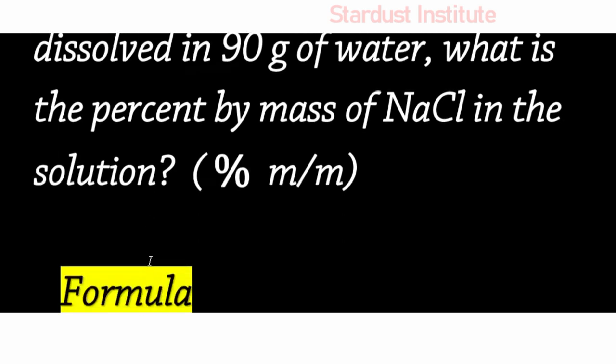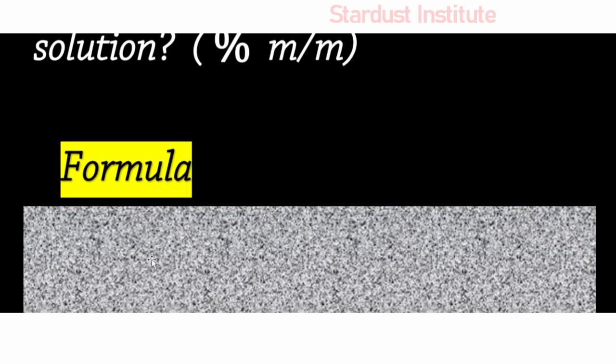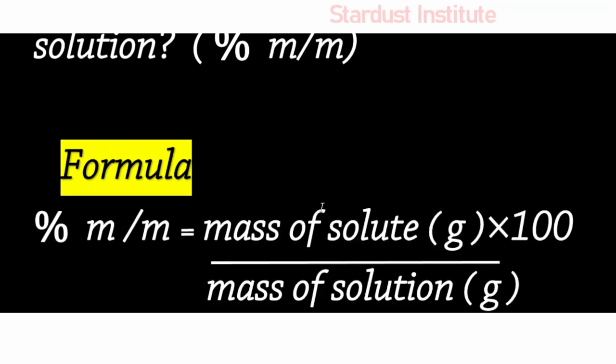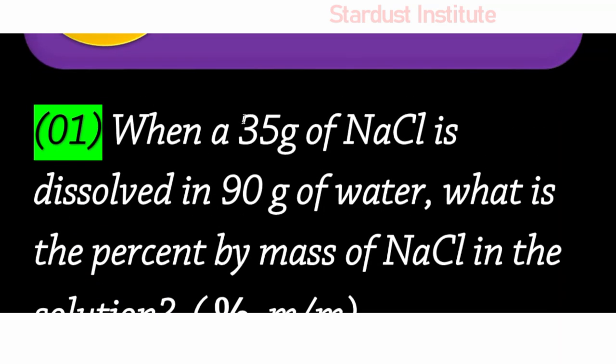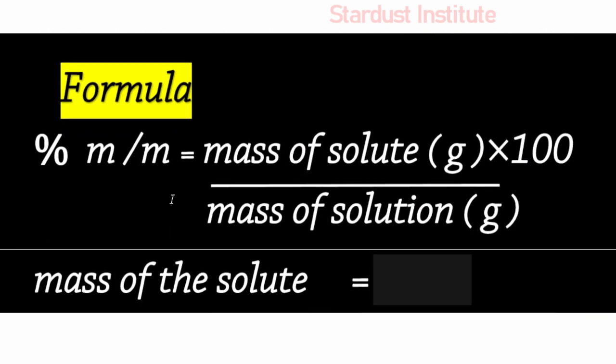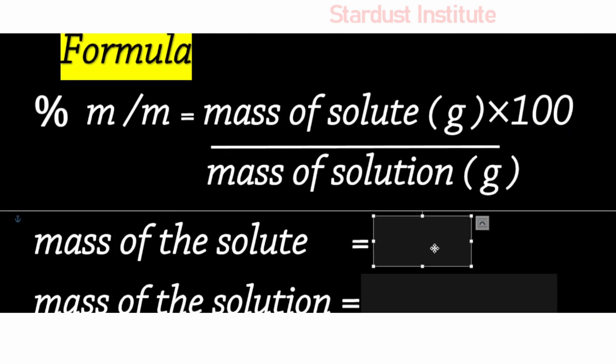To solve this problem, we can use this formula. Percentage mass by mass equals mass of the solute in grams divided by mass of the solution in grams times 100. Mass of the solute, it has been given, 35 grams.